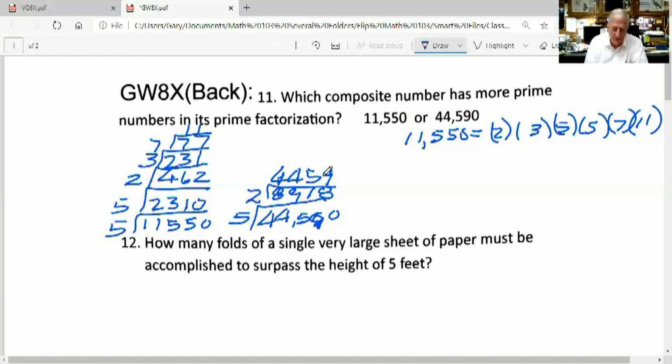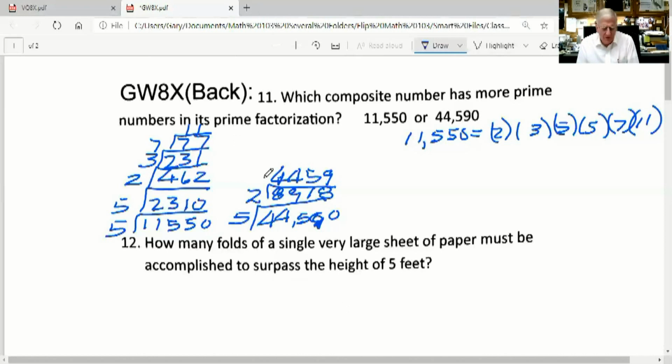I'm just rechecking my divisions here. All right, wait a minute. I wrote something down wrong here. No, I didn't either. It is 4459. Well, let's see. We haven't developed a system really yet to test 4459 to find out if it's prime or composite. We will develop that system today, all right, in class.